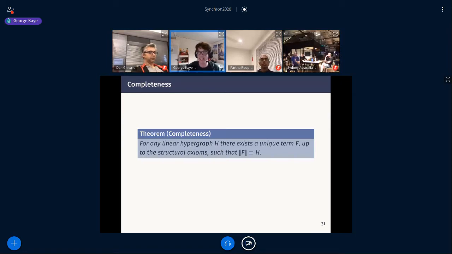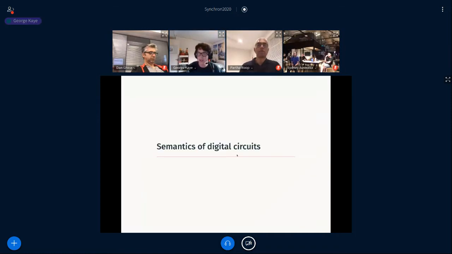That's good. So now we say we have a sound and complete diagrammatic language for digital circuits, and we can reason purely graphically. And now, if we need to find redexes, we just find them in the graphical notation, rather than having to look at this term and try and pick them out. So now we have this diagrammatic language.